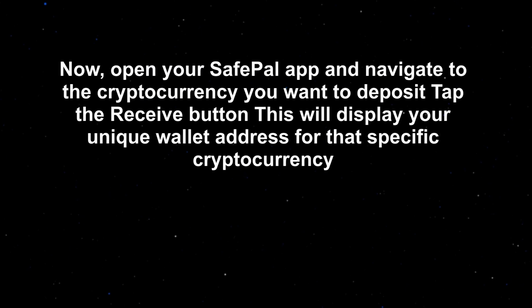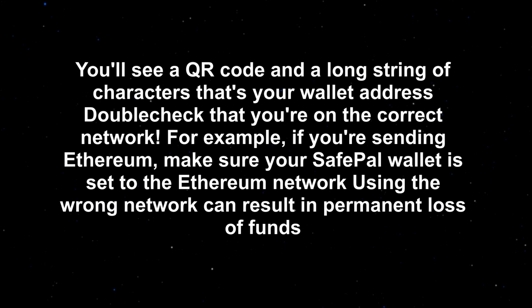Now, open your Safepal app and navigate to the cryptocurrency you want to deposit. Tap the Receive button. This will display your unique wallet address for that specific cryptocurrency. You'll see a QR code and a long string of characters.